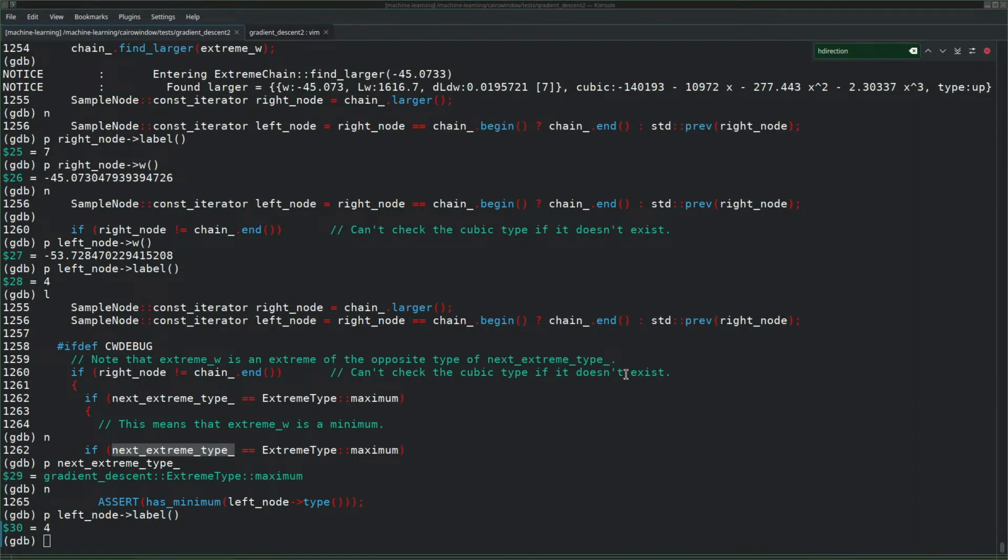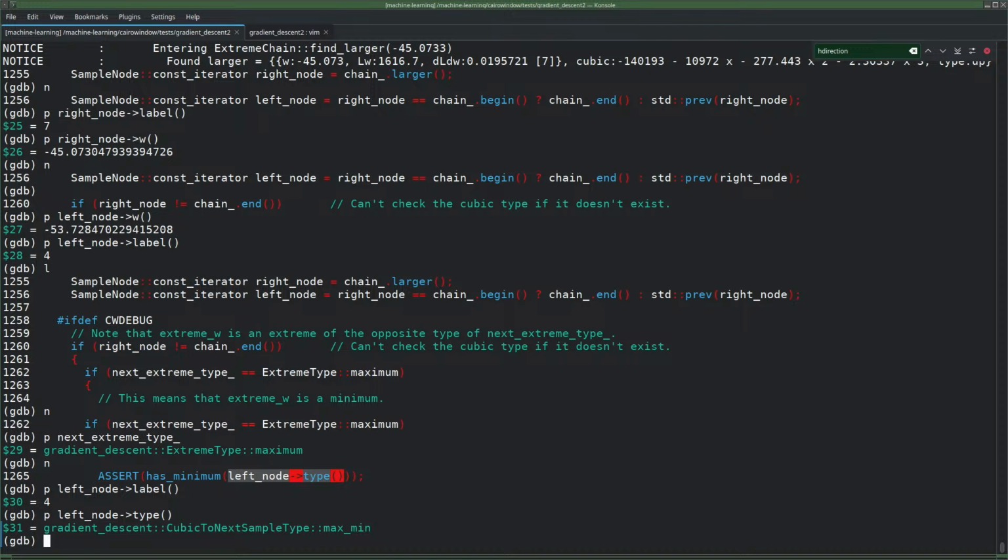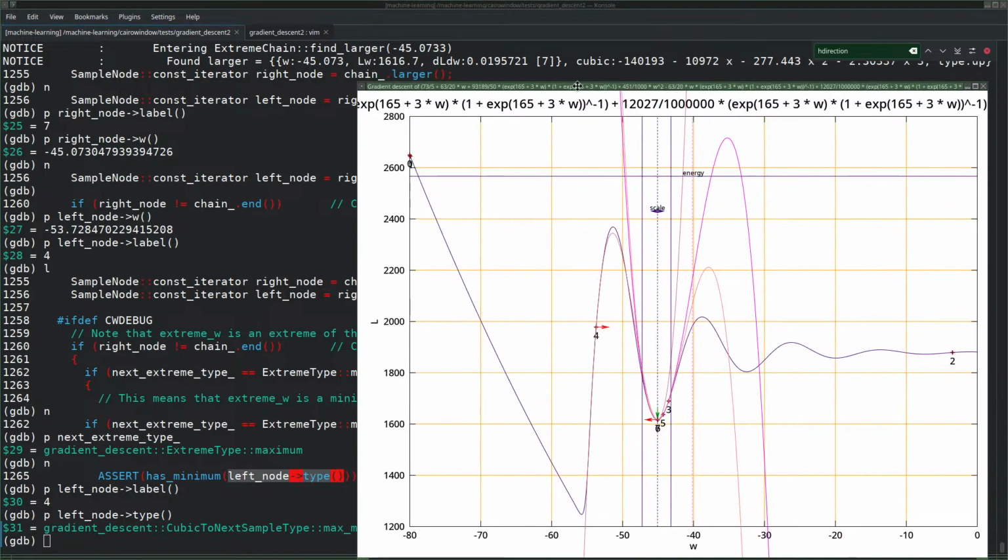And it does. So that's true. In fact, this type is max min. So the cubic between 4 and 7 is an S shape, which has first a maximum and then a minimum. And the green arrow is past that minimum, even though it's minuscule, but it is.